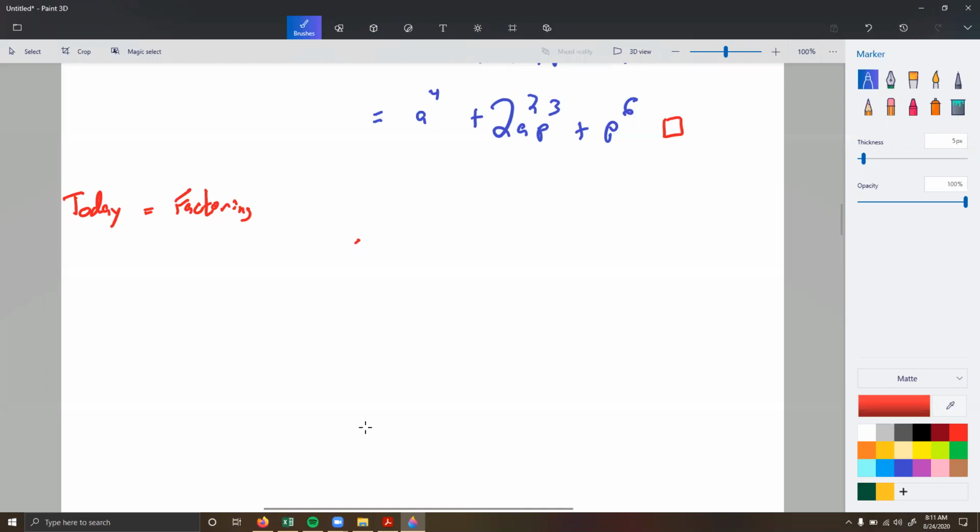Factoring is basically just the process of breaking up multiplication. That's all it really is. Breaking up, and I want to put slash undoing.